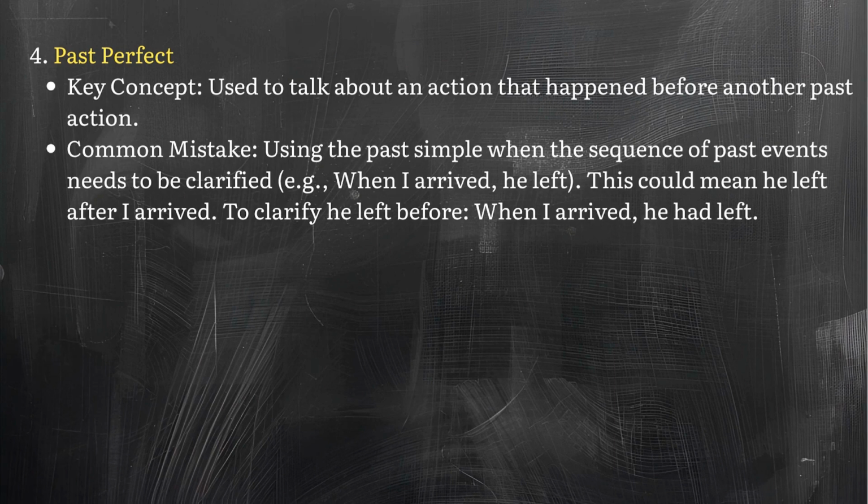To talk about an action that happened before another past action, you need the past perfect. For example, when I arrived, the meeting had already started. This clarifies that the meeting began before your arrival.